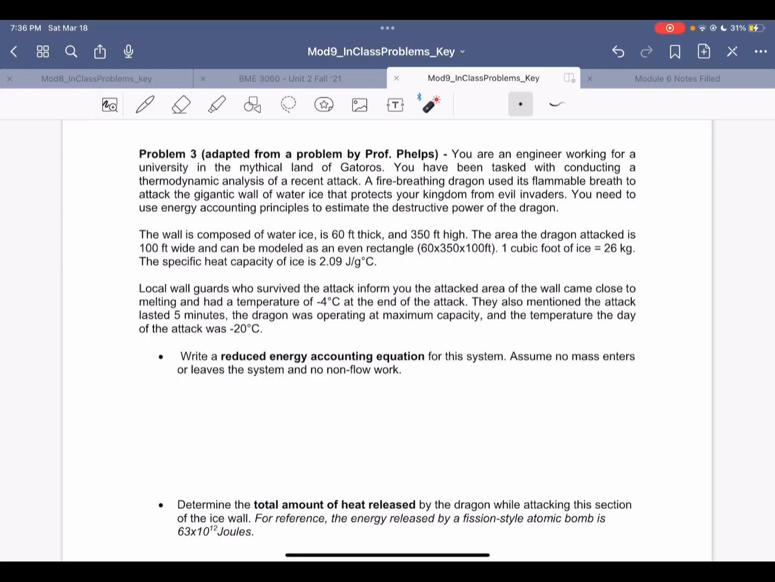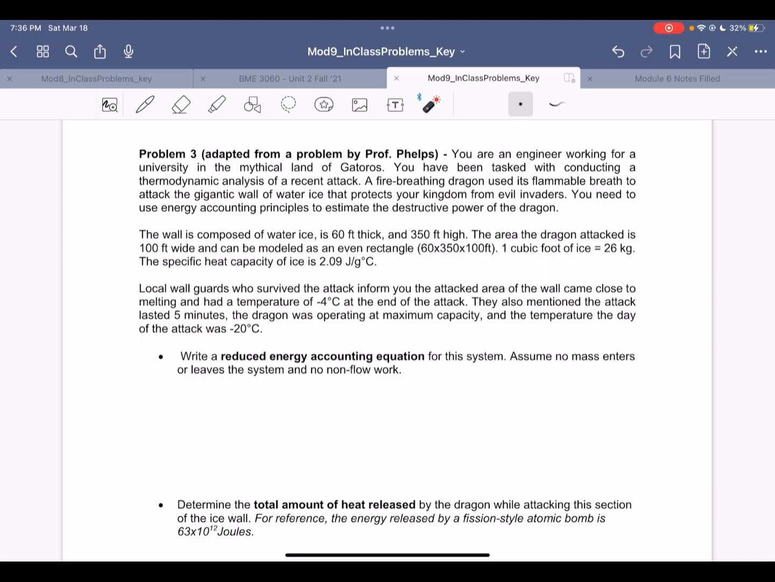Hi class, this is a pretty fun practice problem for Module 9 in which we're talking both about systems that have chemical reactions and dynamic systems. This is a problem I adapted and borrowed from Professor Phelps, and it may resemble a popular TV show. In this problem, we are engineers working in the mythical land of Gatoros, and we have been tasked with conducting a thermodynamic analysis of a recent dragon attack.